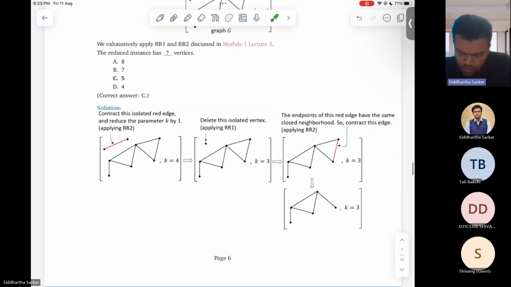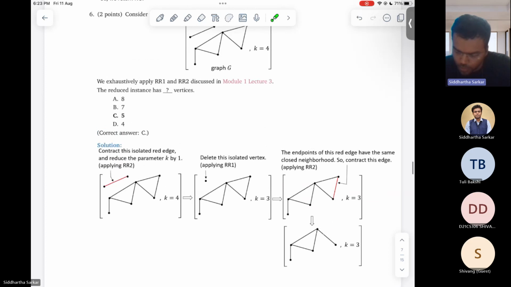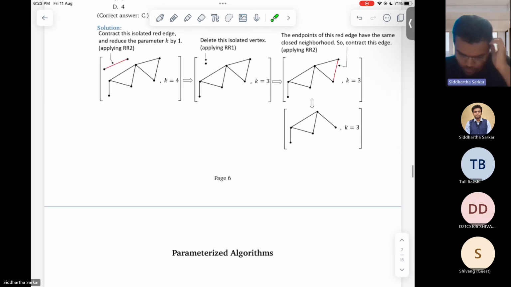So this was the end of it. So finally, how many vertices are left in the reduced instance? That was the question. So 1, 2, 3, 4, 5 vertices are left. Therefore, C is the correct answer. Okay. So now this is the end of week 1 assignments.